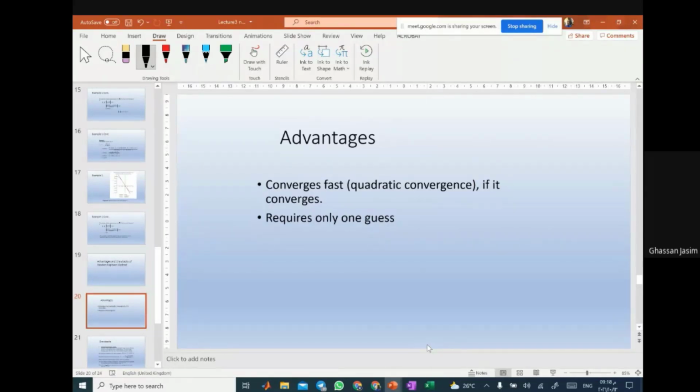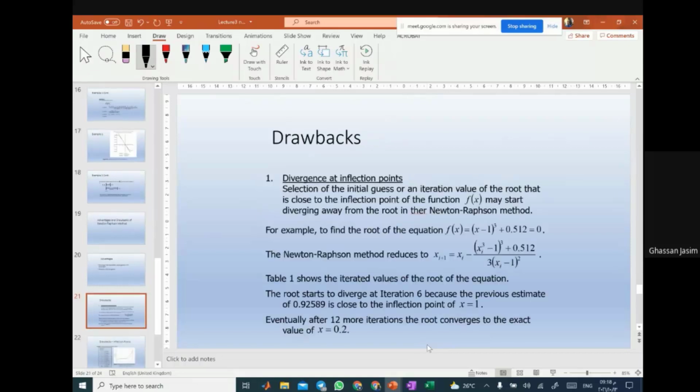Okay, this is the advantage of this one. What are the disadvantages, the drawbacks? Let's choose someone to read.